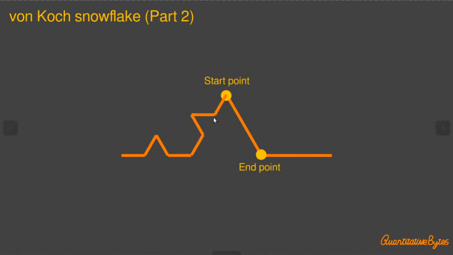And then we move on to this edge, so now the start point is here, the end point is here, and we replace this third edge of the initial generator with another instance of the generator, like so. And then finally, we define our start point here and our end point here, and this is the fourth edge of our generator, and we replace that with an instance of the whole generator, like so. So this now corresponds to level 2 of our recursive algorithm.